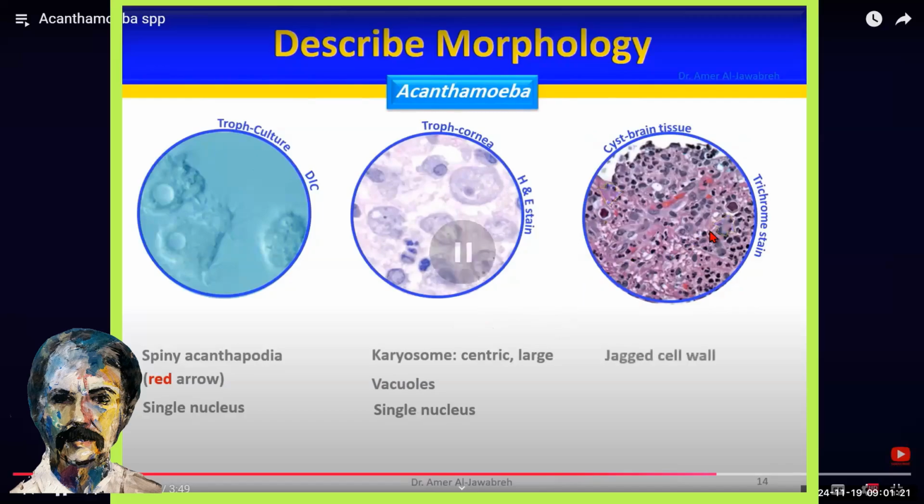Look here, cyst in a tissue. This is tissue, brain tissue. That's a cyst. That's a cyst. We have two here. And you have the jagged or rugged cell wall viewed easily.